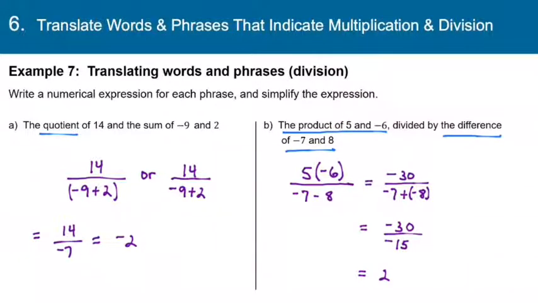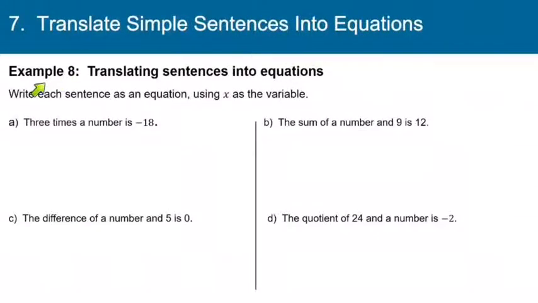And here we have example 8, translating sentences into equations. Now remember, an equation is a sentence, and it's a way of saying one thing is the same as another thing. So equations are always going to have the word is, and these instructions say write each sentence as an equation using x as the variable.